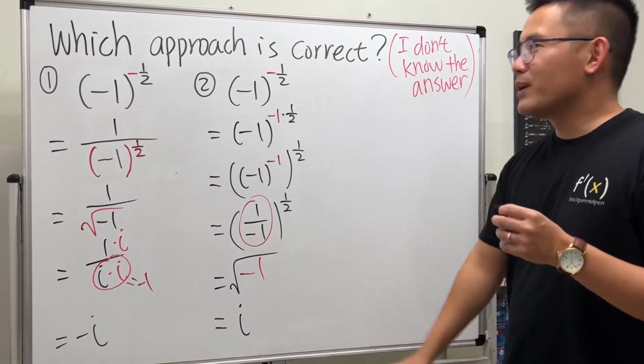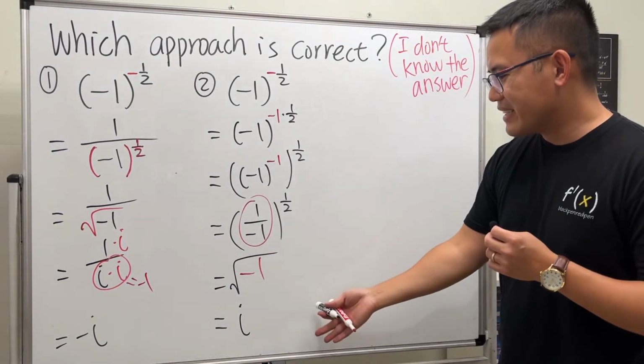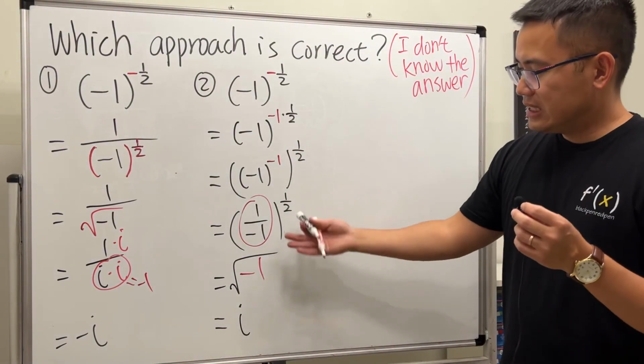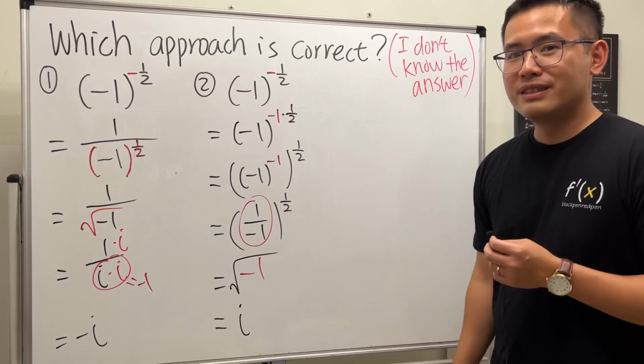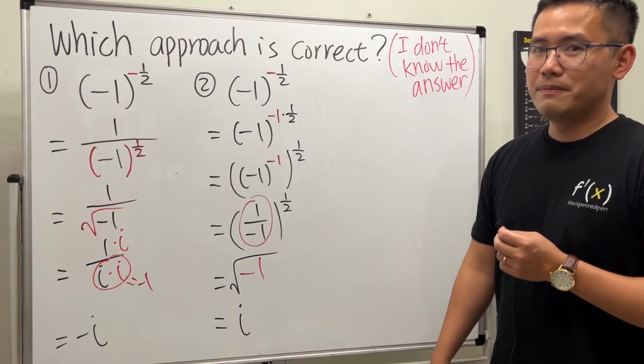So, what's the answer? Is the answer to this -i, or is the answer to this positive i? Or is it both? Let me know.